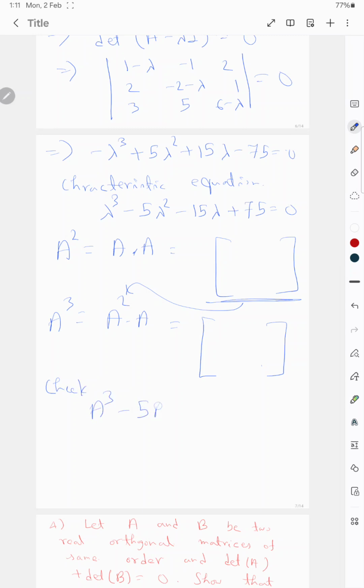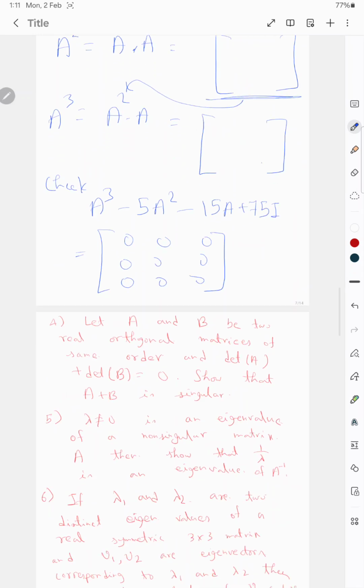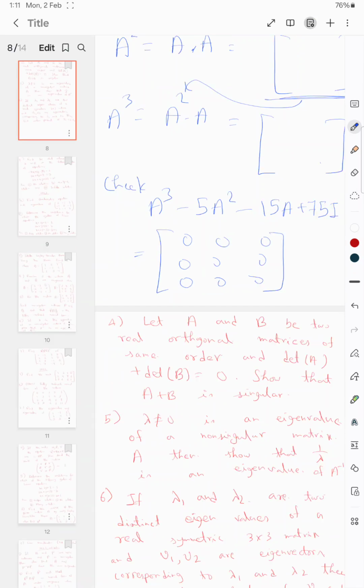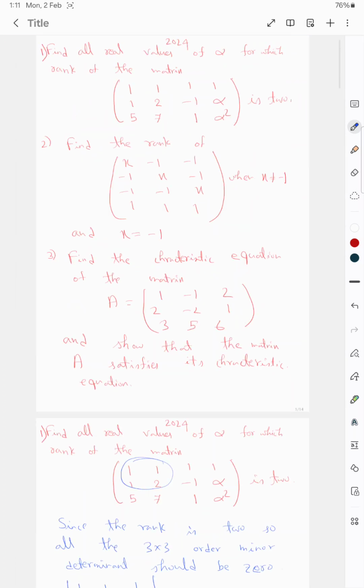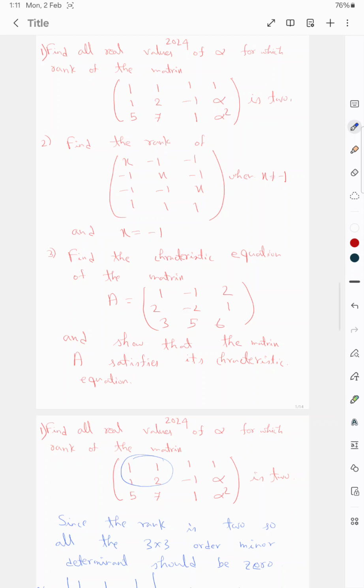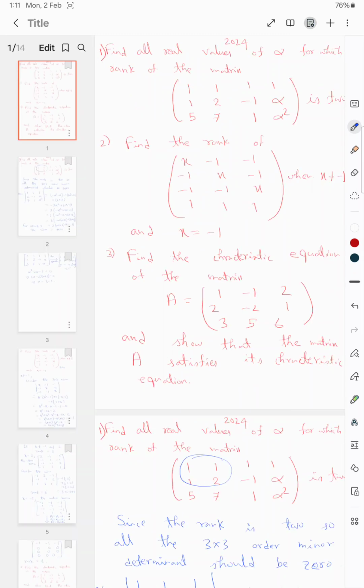This is a very easy question, right? Check A cube minus 5A square minus 15A plus 75I, not 75, this is 75I. You just check and you should get the zero matrix, 0 0 0 0 0 0 0 0 0. So this is just a very easy question. Okay, next, this is done. Now going to the next question. So the first portion is done, so I can delete this page.